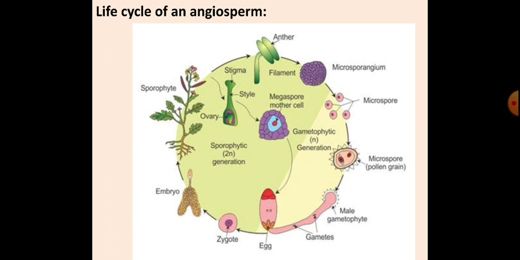Coming to the important part, that is the life cycle of an angiosperm. It is a 5-mark question with this diagram. You have to draw this diagram in your notebook. Life cycle of an angiosperm. This diagram is important. You have to draw this diagram in your notebook.